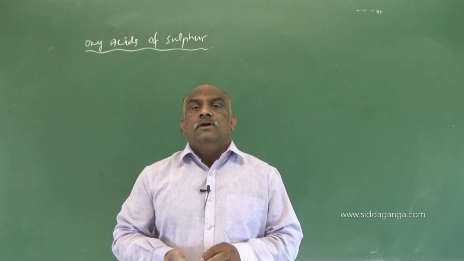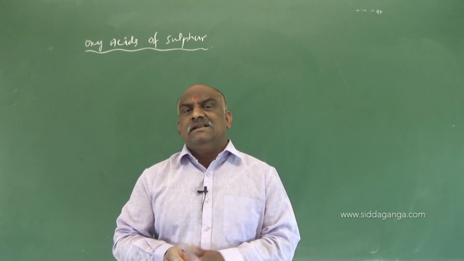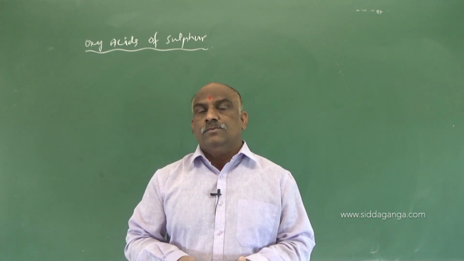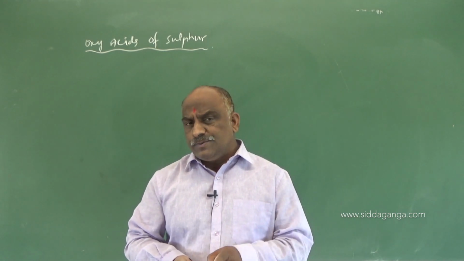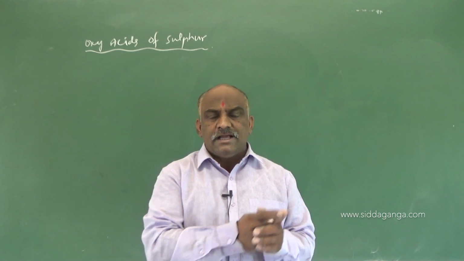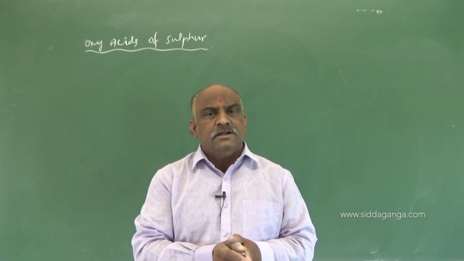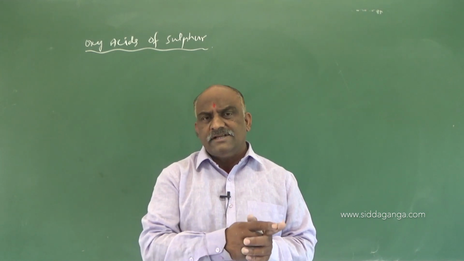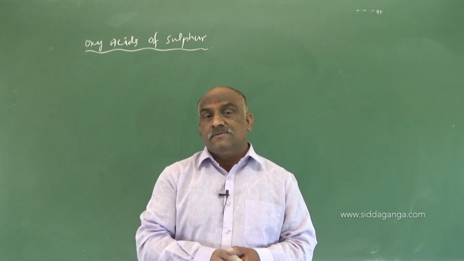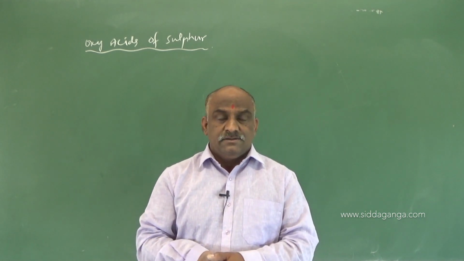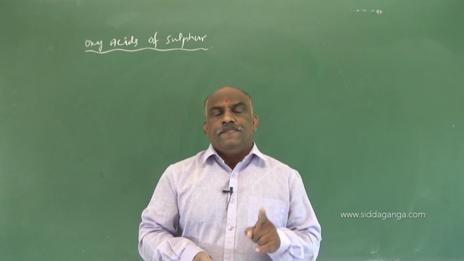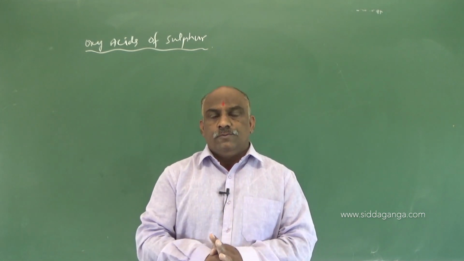Dibasic means each structure contains 2 OH groups. That is, when hydrogen is attached to oxygen, only that is the ionizable hydrogen. If hydrogen is directly attached to the non-metal, that is not ionizable. Already we discussed in the previous class oxyacids of phosphorus. Some phosphorus oxyacids act as reducing agents, some act as oxidizing agents. Like that, here in sulfur there are no reducing agents. Each structure consists of 2 OH groups.